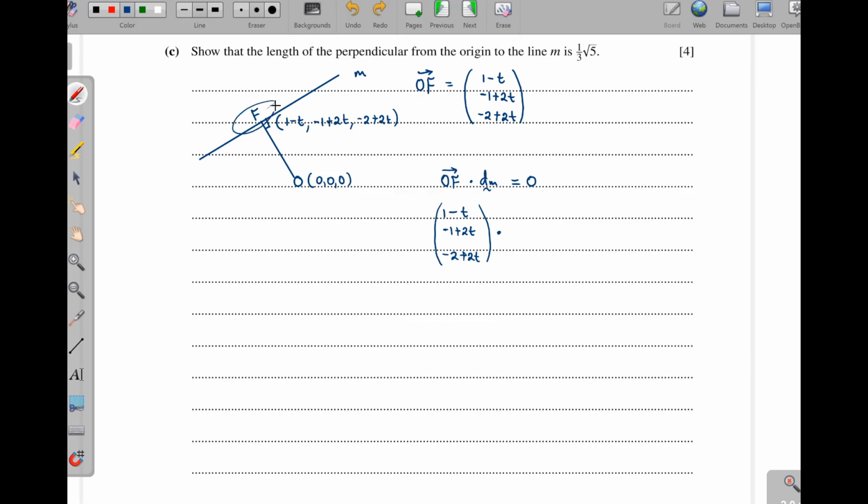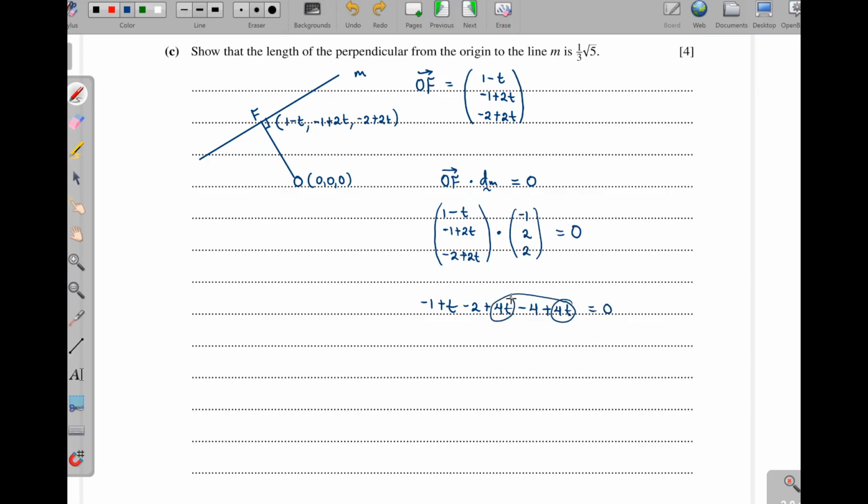Okay, the direction vector of M. Now the fact that F is on this line, the direction vector is around here. Those are the coefficients of t. So it is negative 1, then 2, and then 2. Now this one times this, you are going to get negative 1 plus t, then negative 2 plus 4t, and then negative 4 plus 4t, which is equal to 0.